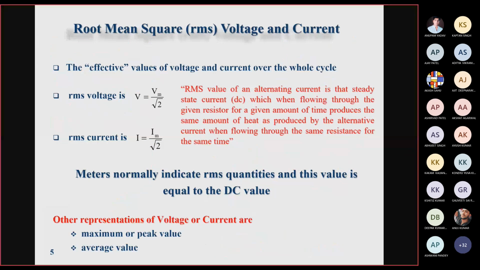Now, for any AC circuit, whether we are calculating the voltage and current in any AC circuit, there are some terms which you have to consider or remember, like RMS value of voltage and current, then maximum value or peak value of the voltage and current, and also the average value, right?